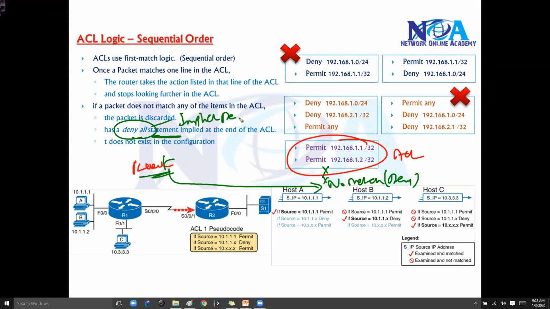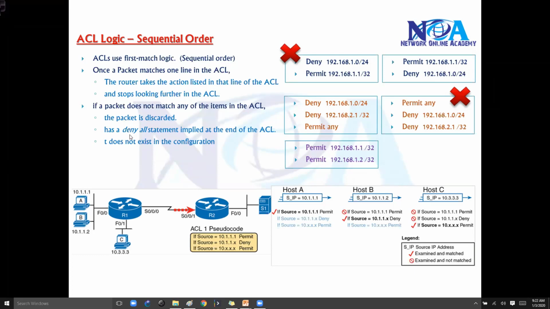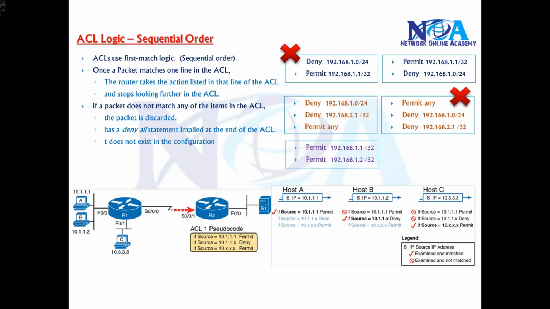Implicit deny means if the packet does not match any of the rules, the ACL is going to drop that particular packet. The packet will be discarded, and it has a deny all statement implied at the end of the ACL, but you don't see that. It doesn't exist in the configurations, but basically that is the behavior here.